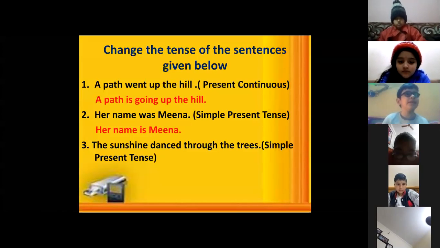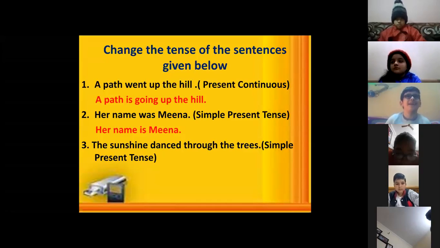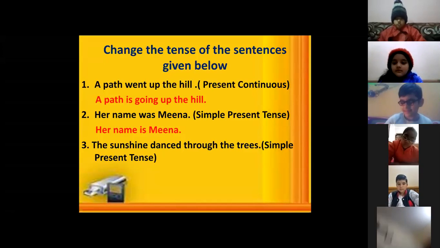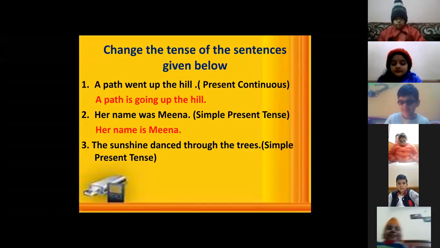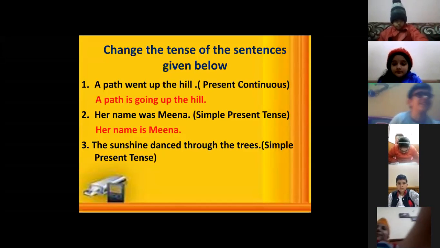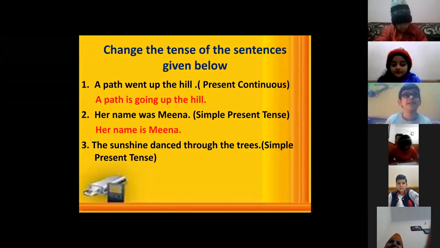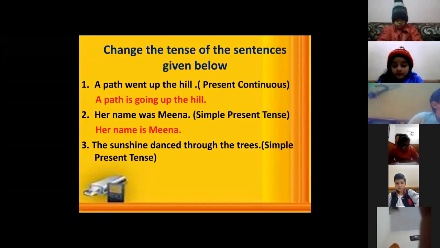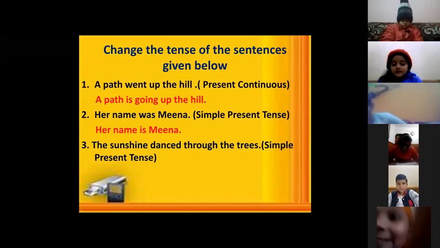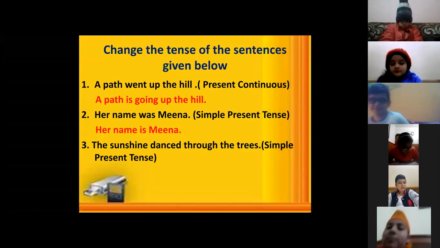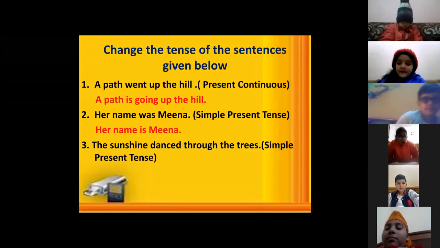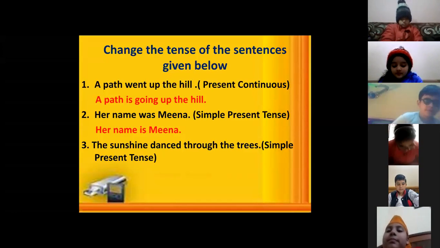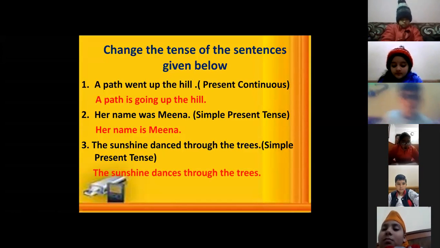Now what happens in simple present tense? We have to add s or es with third person singular. Third person singular, we have to add s or es with the verb. So that makes danced into dances. Sunshine is third person singular, so we'll use s or es with dance, right? The correct answer is the sunshine dances through the trees.